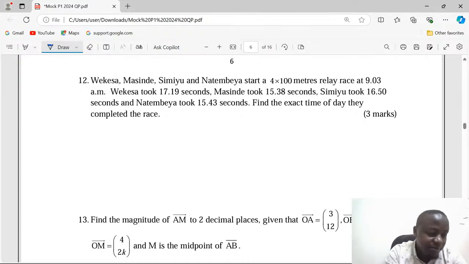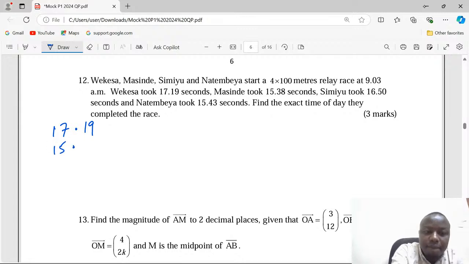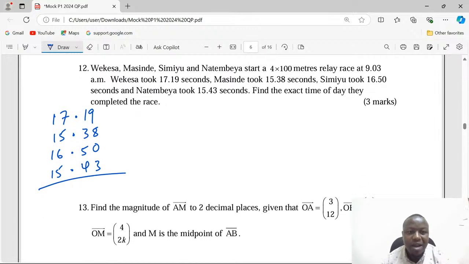So now I will start by first adding all the time taken, which is in seconds. I am talking about the first athlete taking 17.19, the next one 15.38, the next one 16.50, and the last one 15.43. So we're supposed to add all of them now. 19 plus 38 plus 50 plus 43. Yeah, we must add that.